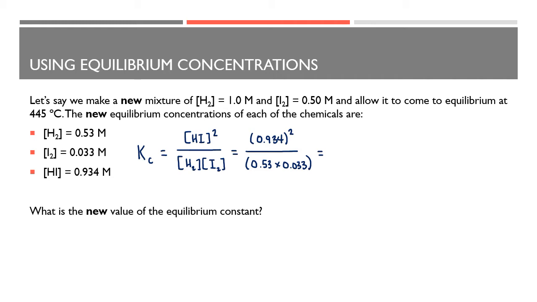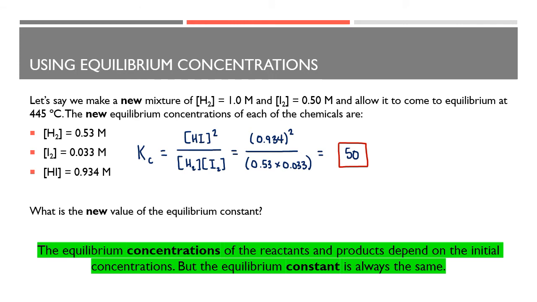So what you can see, with that new value of the equilibrium constant, is that no matter what, the equilibrium constant has the same value. The things that were different were the initial and final concentrations of each ingredient, each reactant, and each product. The equilibrium constant remains the same though. So the equilibrium concentrations of the reactants and products depend on the initial concentrations, but the equilibrium constant will always be the same.